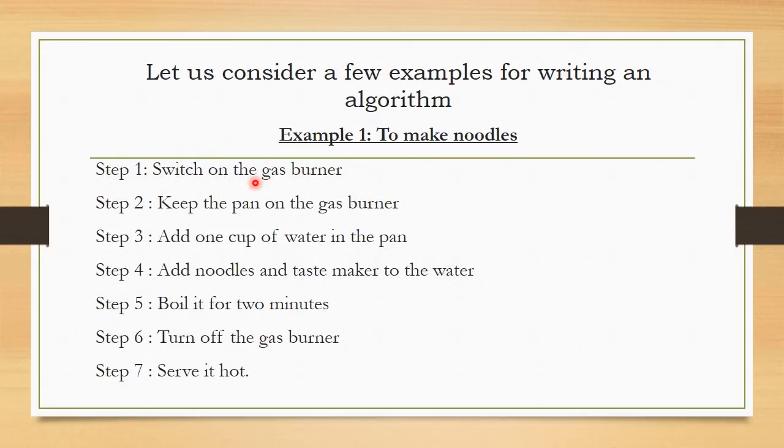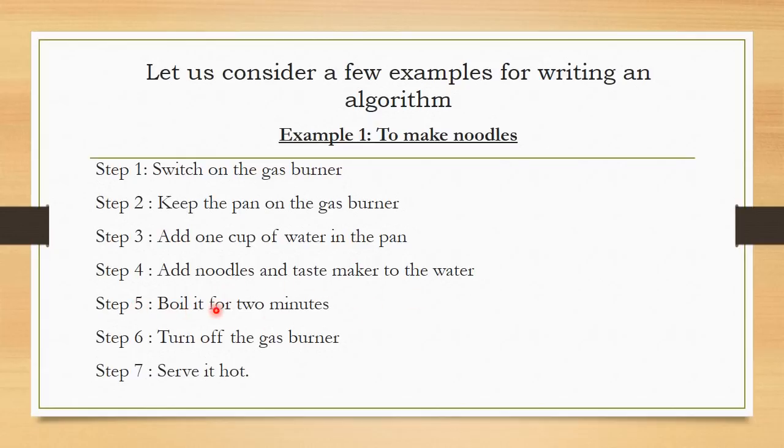Step 1, switch on the gas burner. Step 2, keep the pan on the gas burner. Step 3, add 1 cup of water in the pan. Step 4, add noodles and taste maker to the water.